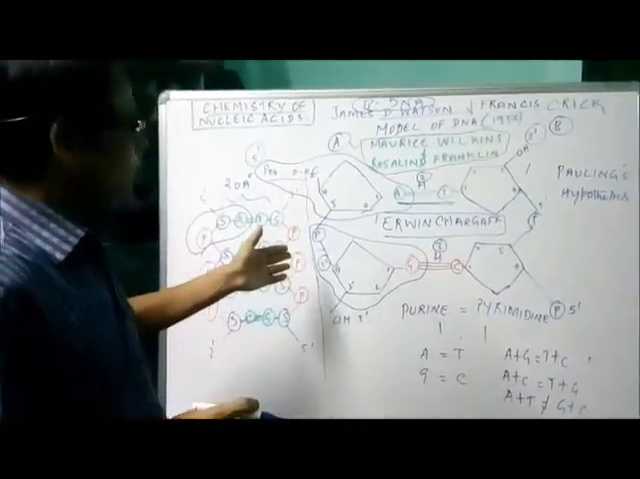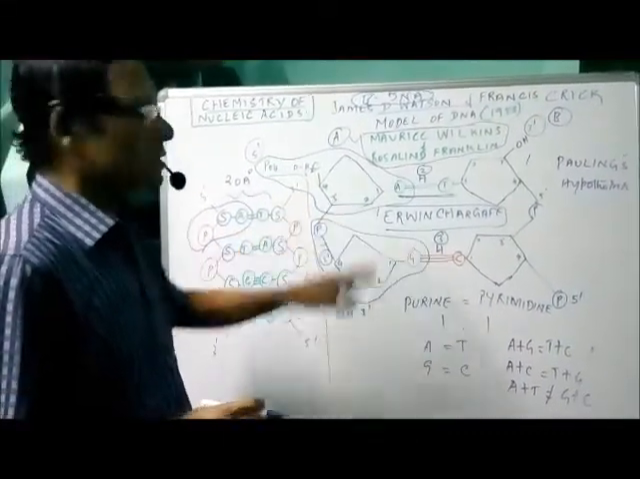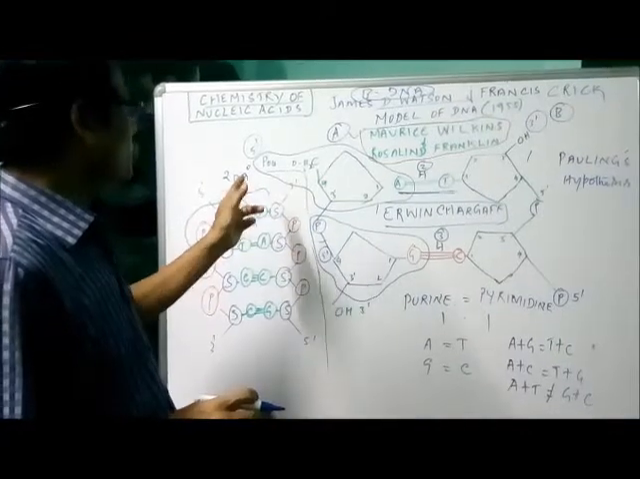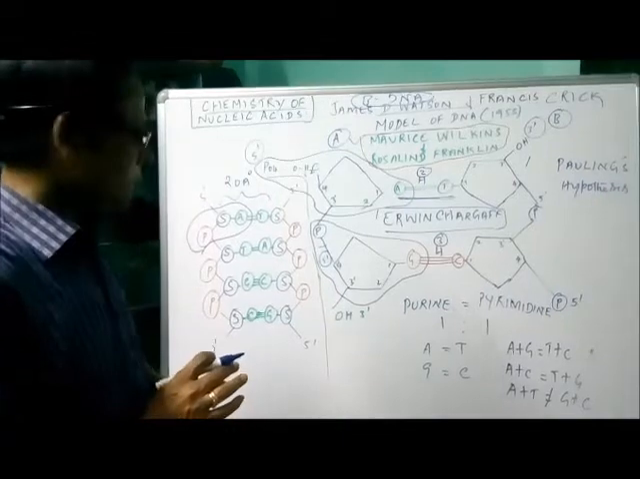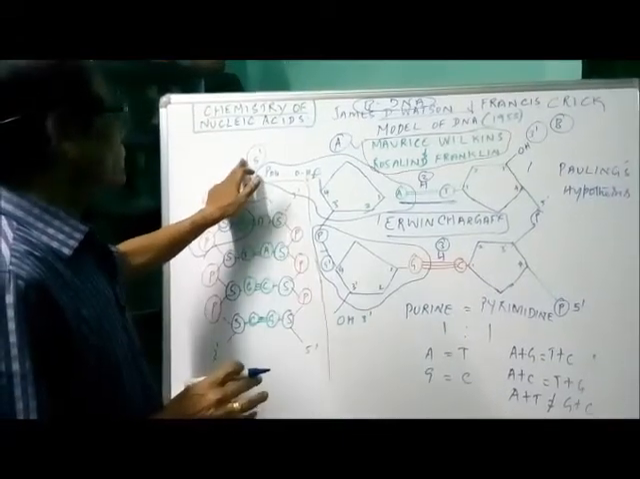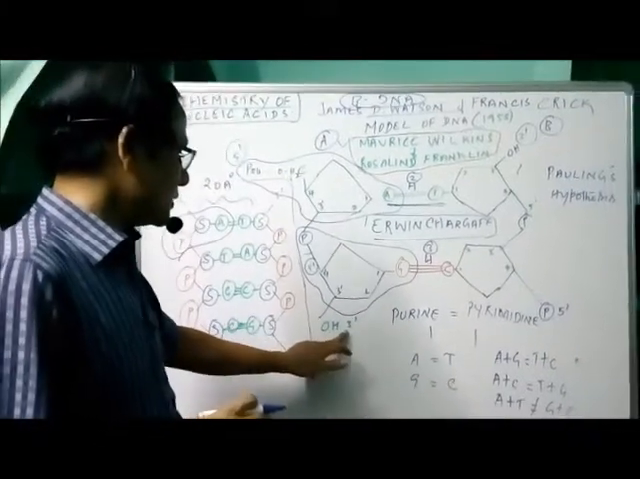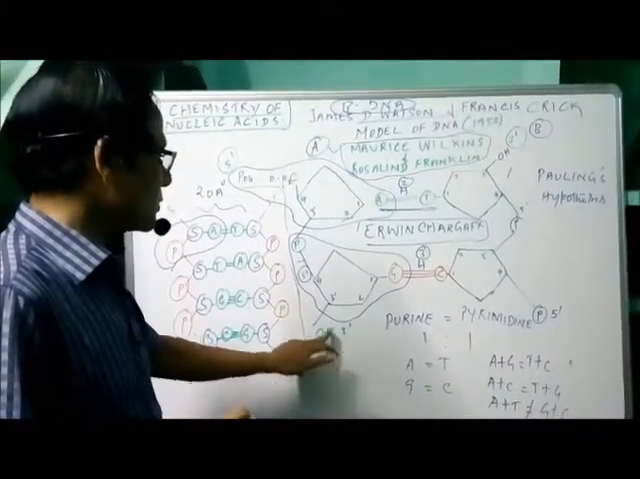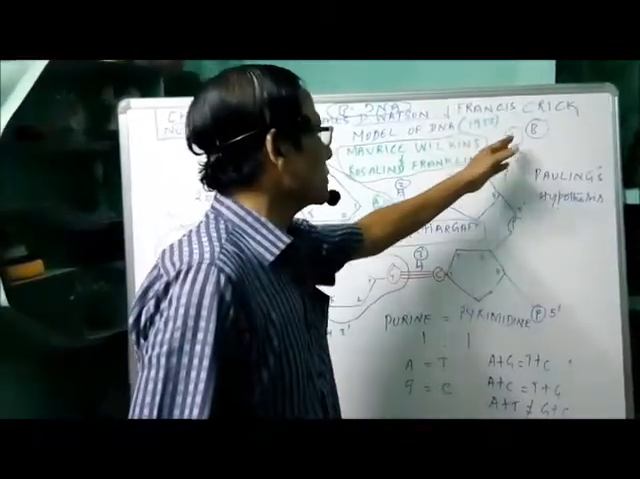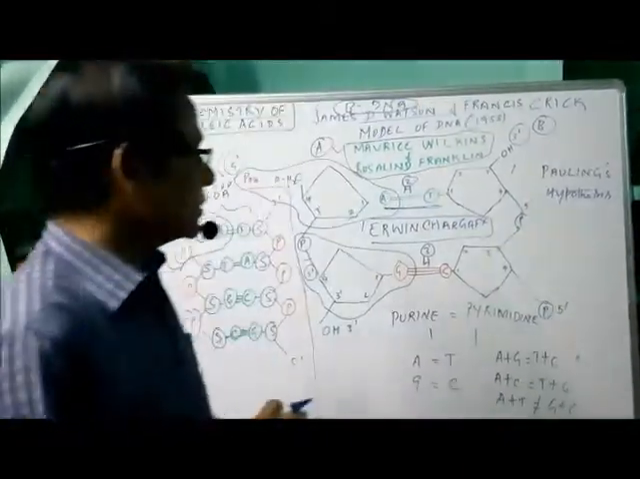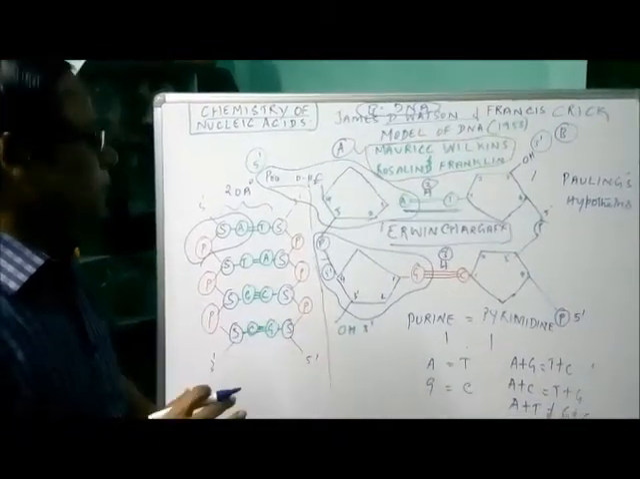So this is the expansion of the molecular structure, representing the attachment of the phosphate group and the attachment of the sugar to the nitrogenous bases. At one end we always have the free 5' end of phosphate, and at the other end we have the 3' end in one chain, with the hydroxyl group of the third carbon free. Likewise here also, the hydroxyl group is free at one end and the phosphate group is free at the other end.